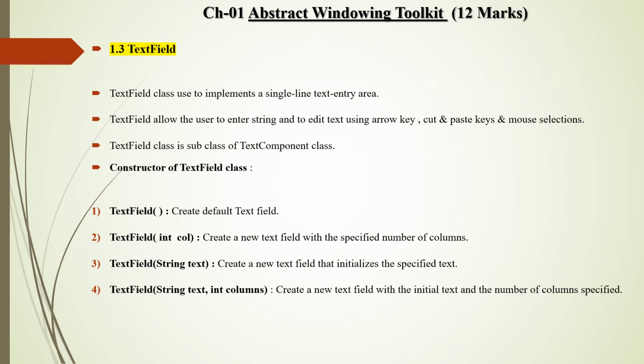Then the next constructor, TextField(String text, int columns). This constructor has two parameters. The first parameter is a string and the second parameter is the number of columns. This constructor creates a new text field with the initial text and number of columns specified. So by using this fourth constructor we can create a text field. Initially some string is displayed in the text field and the number of columns mentioned in the text field is displayed on the frame or on the screen.